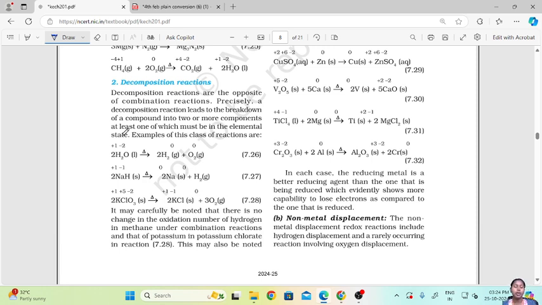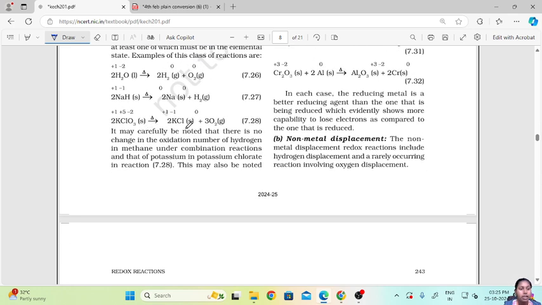So what you have to consider here is that a decomposition reaction breaks down a compound into two or more components. At least one should be present in the elemental state to get a redox reaction. Okay, for example, the water molecule. Again you get elemental components.